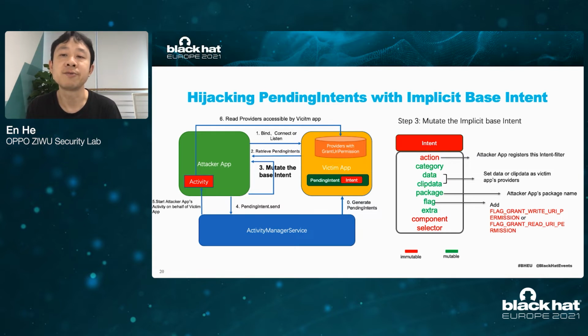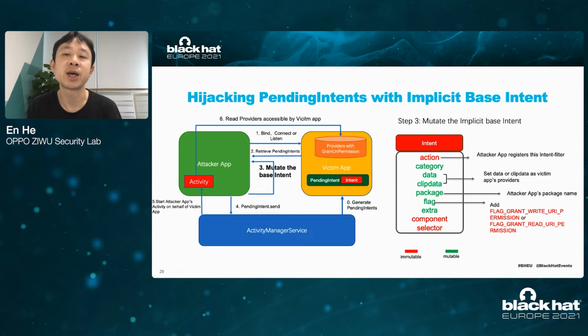Then in steps 4 and 5, the attacker app invokes PendingIntent send to start the activity intent on behalf of the victim app. An activity of the attacker app will be started. Since the intent has grant-related flags and brings the victim app's provider URI, the activity has been granted access to the provider of the victim app at the moment of being started. It can read and write any providers accessible by the victim app, with grantUriPermissions equal to true.